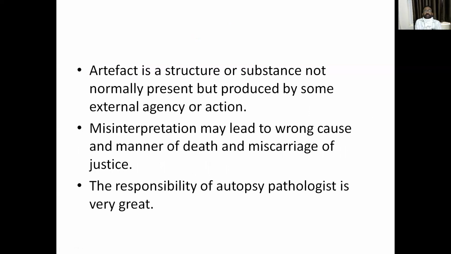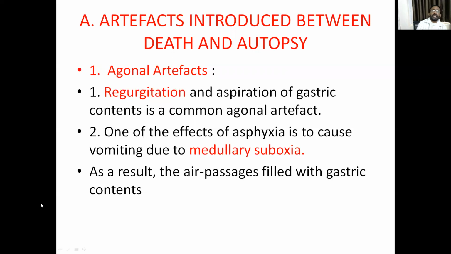So an artifact is a structure or substance not normally present but produced by some external agency or action. Misinterpretation may lead to wrong cause and manner of death and miscarriage of justice. The responsibility of the autopsy pathologist is very great. So what are the types of artifacts? Artifacts introduced between death and autopsy. Artifacts are produced between death and autopsy. That means a very short interval of death.